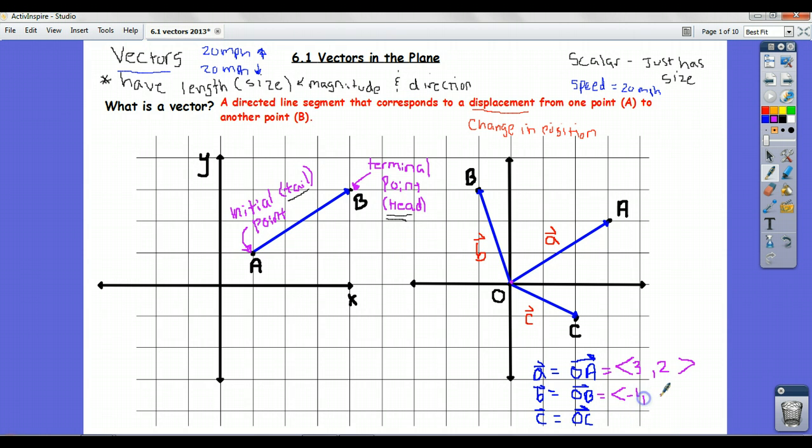So we'd write it as <-1, 3>. And OC moves you right 2 and down 1. So we write that as <2, -1>. This is called the component form of the vector.